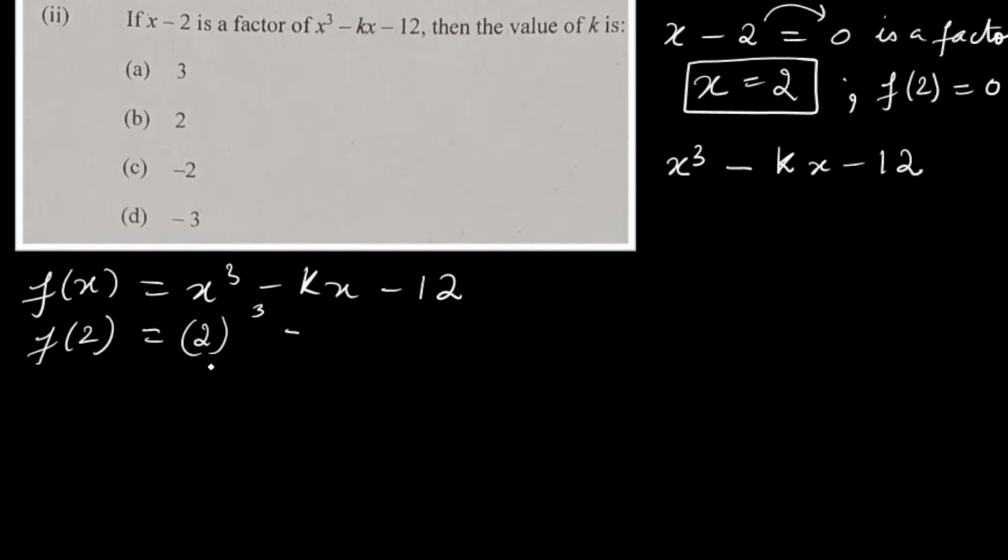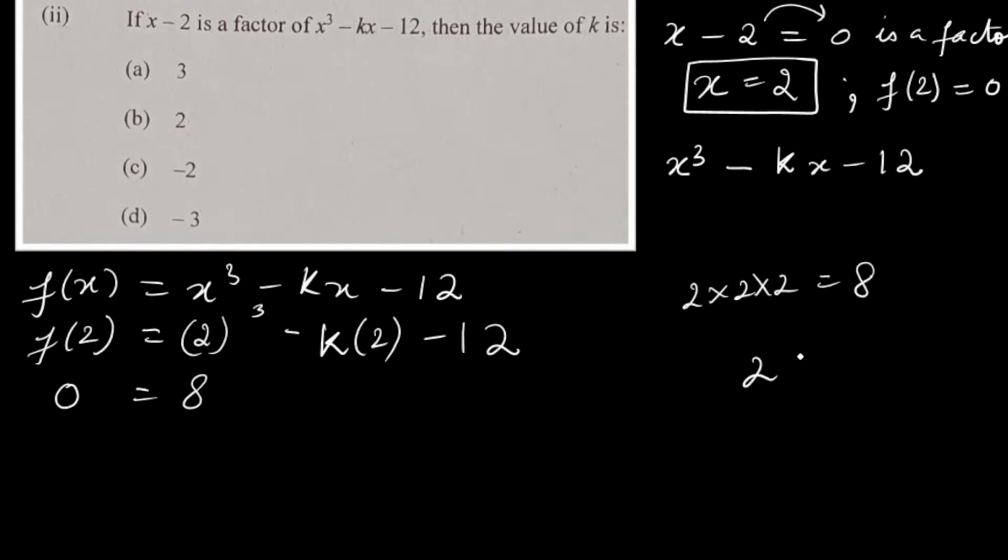Okay, so it's good. You people remember the question. So 2 cube minus k into 2 minus 12. So f of 2 we know it is 0, because x minus 2 is a factor. 2's cube is 8, 2 into 2 into 2. 2 cube is 8. Don't multiply 2 with 3, because some students will do that also. So 2's cube is 8 minus 2 into k is 2k minus 12.